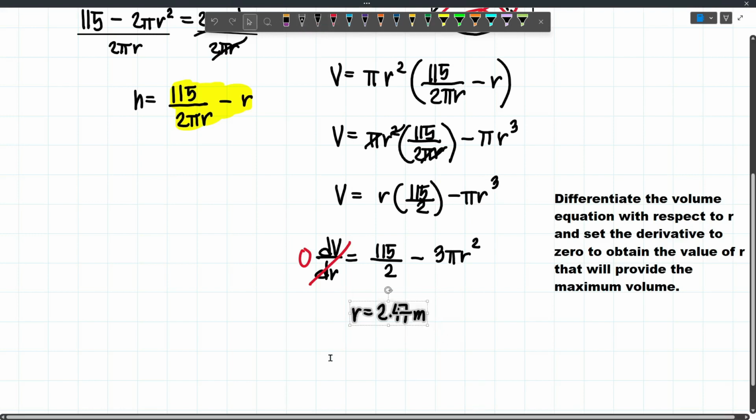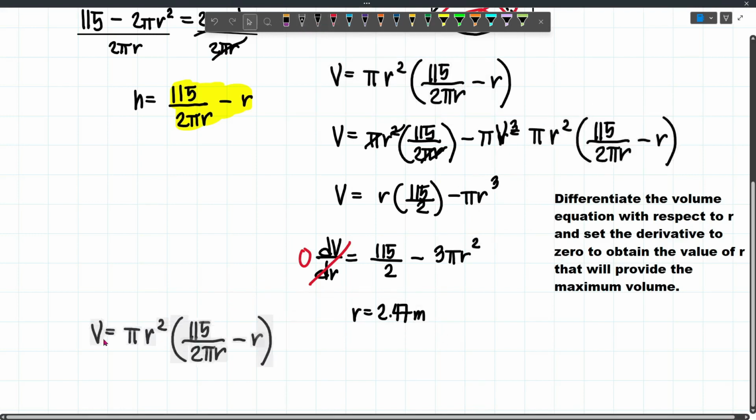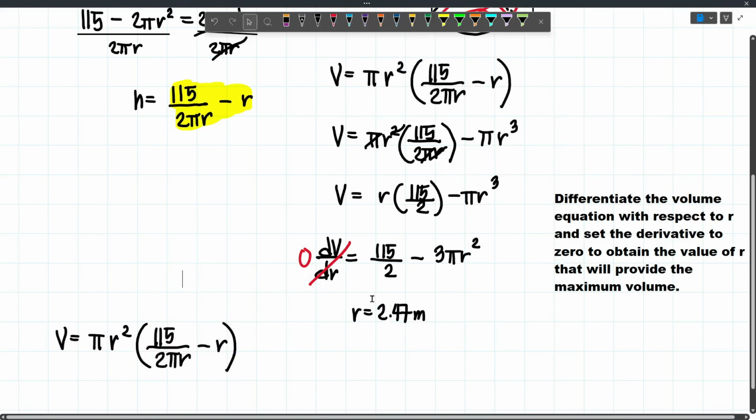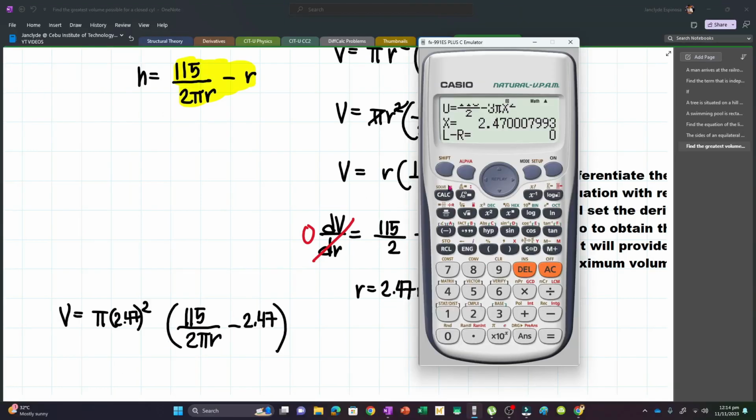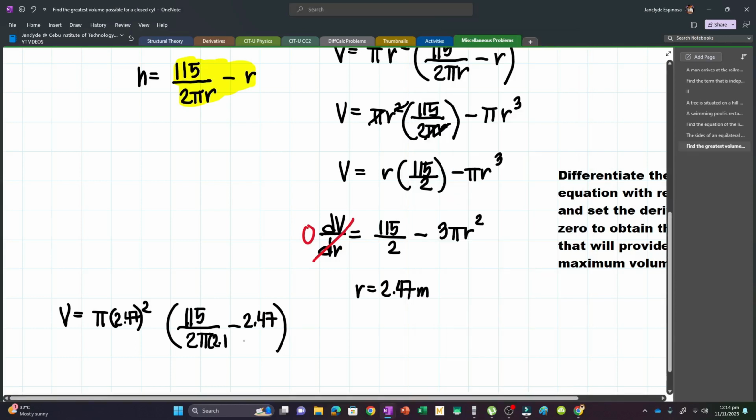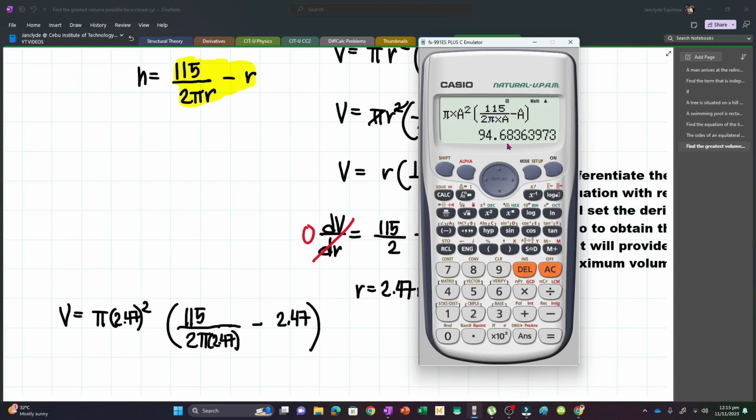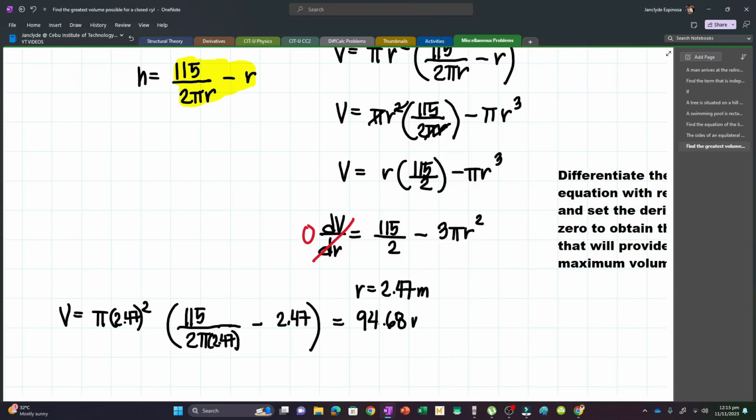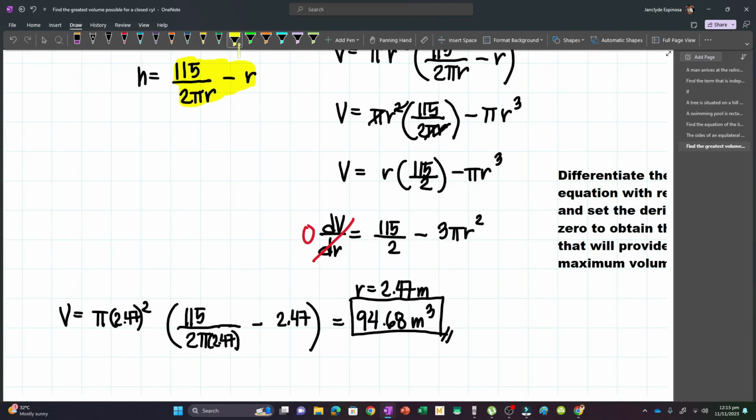Now let's substitute this back into our equation. So our r, we will replace with 2.47. I'll just store this here in A. And so our equation will be pi times the 2.47 stored in A. And so A squared times 115 over 2 pi times A minus A. And so our maximum volume is 94.68. The unit is m cubed because it is volume. And so this will be our answer.